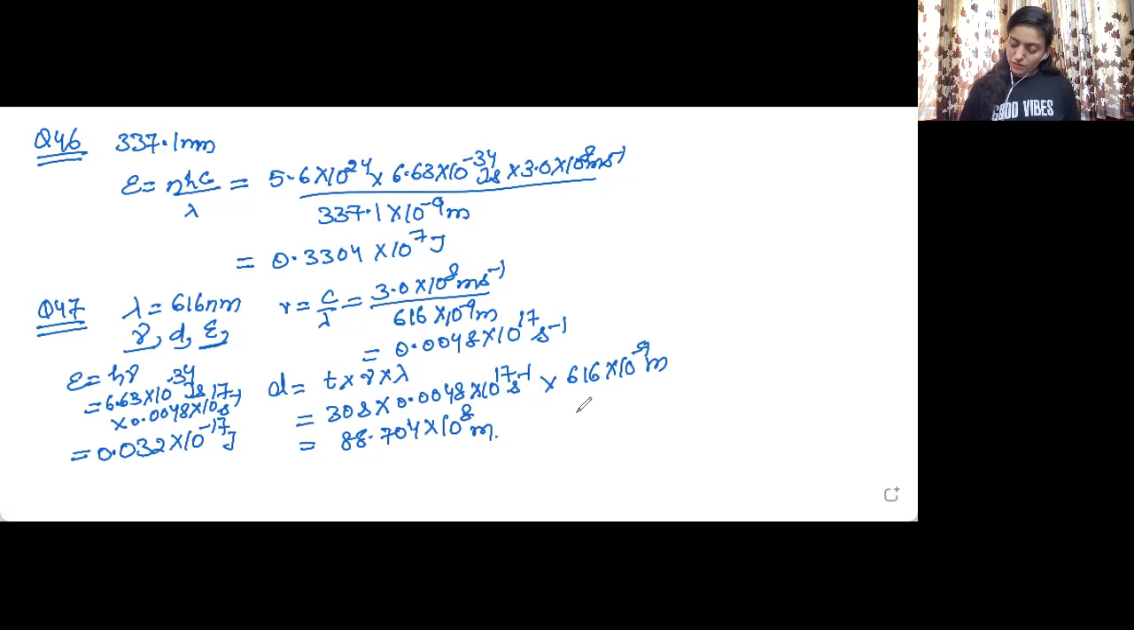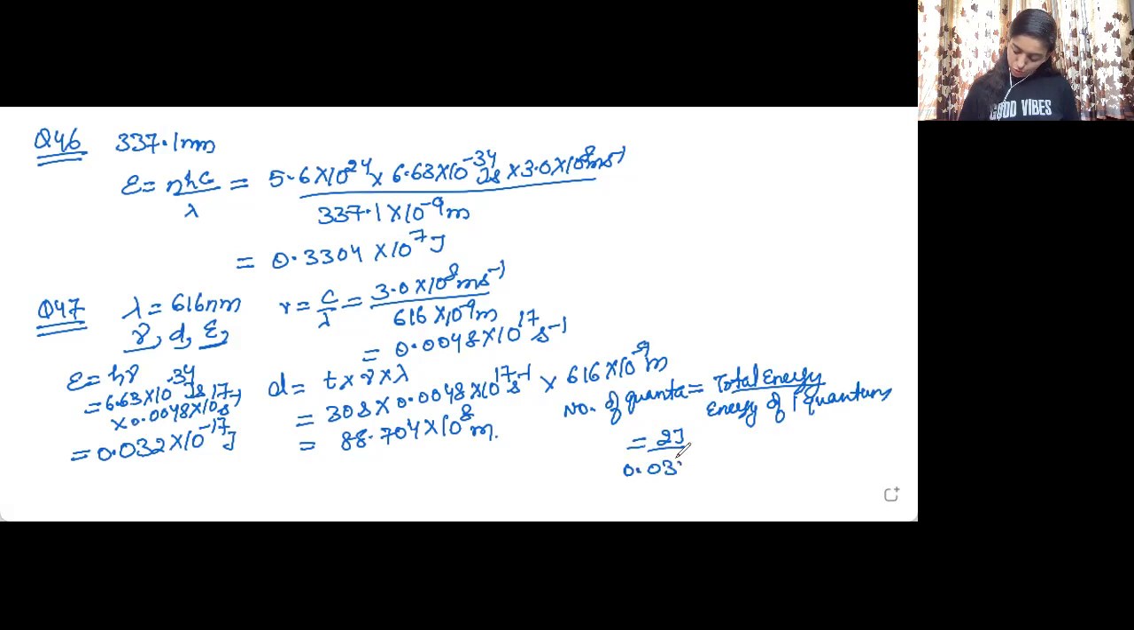So number of quanta, we can just find out total energy upon energy of one quantum. Number of quanta is equal to total energy upon energy of one quantum. So the total energy is 2 joule. Energy of one quantum is 0.032 into 10 raised to the power minus 17 joule.